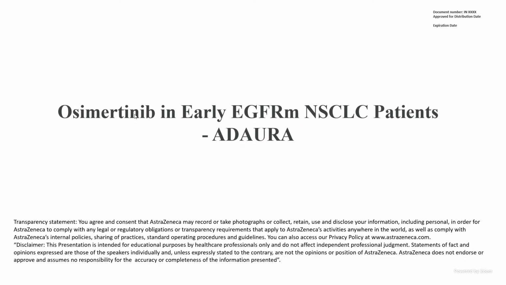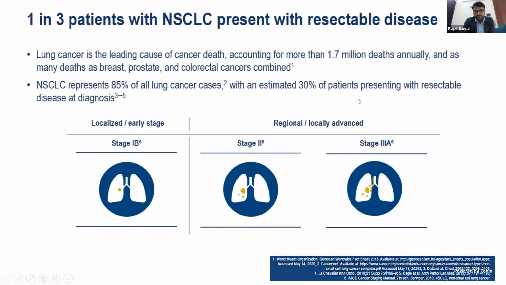Yeah. So today we'll be talking about osimertinib in early EGFR mutated NSCLC patients, the ADAURA trial. So a little background: as we know, lung cancer is the leading cause of cancer death, accounting for more than 1.7 million deaths annually. It is as many deaths as the combined deaths from breast, prostate, and colorectal cancers.